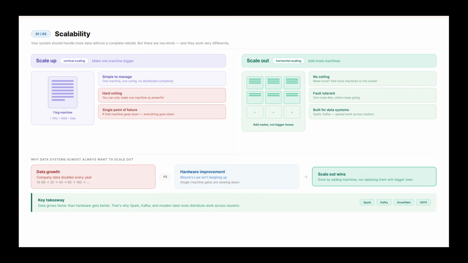You scale out, horizontal scaling, by adding more machines. Instead of one massive server, you spread the work across 10 or 100 or 1,000 smaller ones. That's why things like Spark and Kafka are built the way they are. They're designed from the ground up to spread work across a cluster. You add capacity by adding nodes, not by buying a bigger box. Data systems almost always want to scale out, and the reason is simple. Data grows faster than hardware gets better. Your company's data volume might double every year. Moore's law isn't keeping up with that. So you need systems that grow by adding machines, not by replacing them with bigger ones.